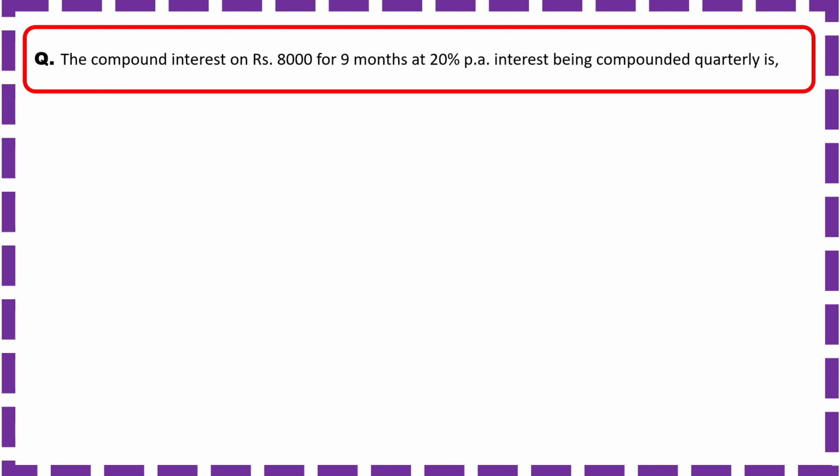Compound 8,000 for 9 months at 20% per annum, interest being compounded quarterly. Okay, so quarterly means we must take it as by 4, not by 2. By 2 means half yearly. Quarterly means by 4. So here what is the principal? Principal is 8,000. Rate of interest is 20% per annum, and T is 9 months. We discussed, right? Months must be converted into years. So 9 by 12. We'll simplify it later.